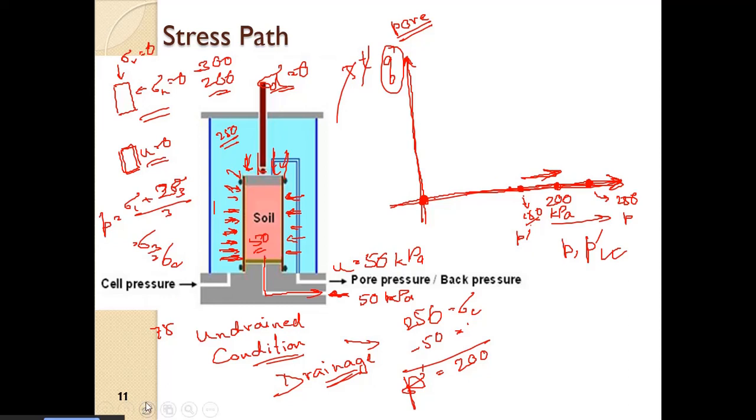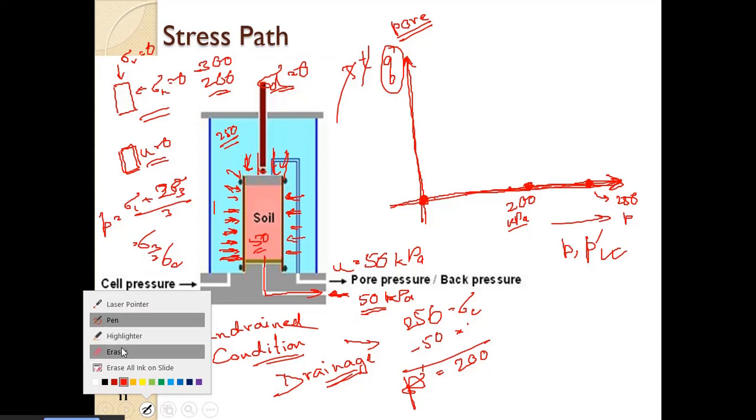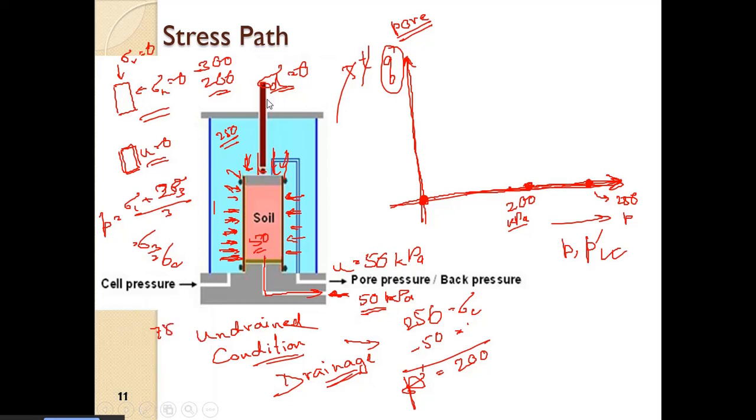Now suppose what we do, so we have this point, suppose here this is 200 kPa. So this is 200 kPa of effective stress after the consolidation. So now, what we do, we apply the deviatoric stress.